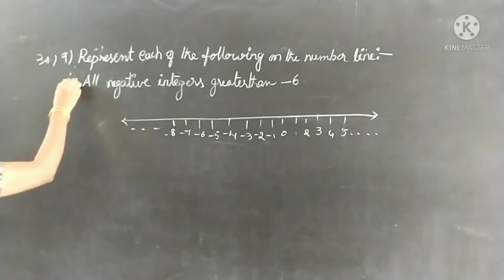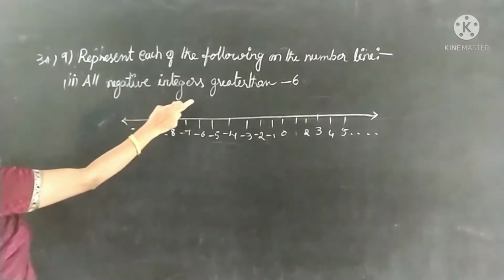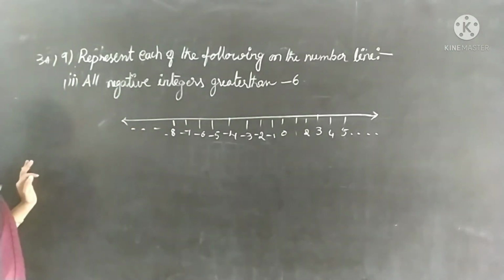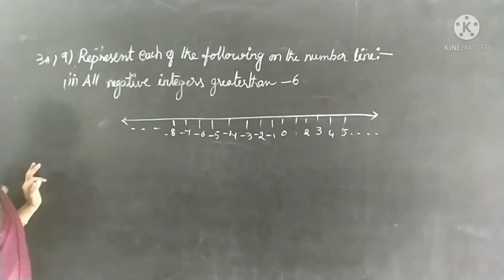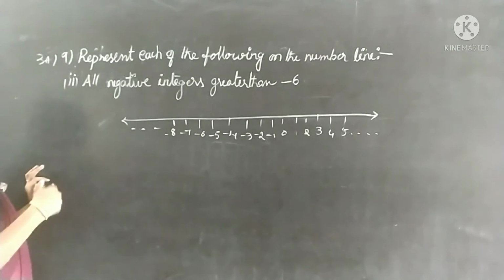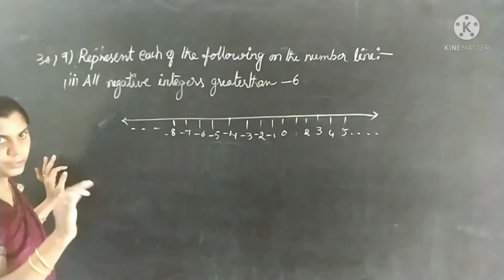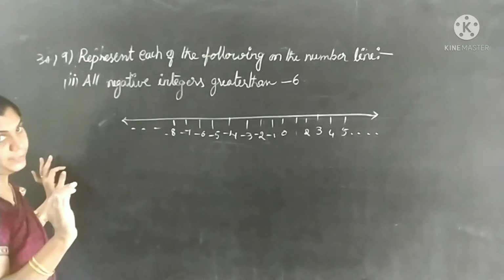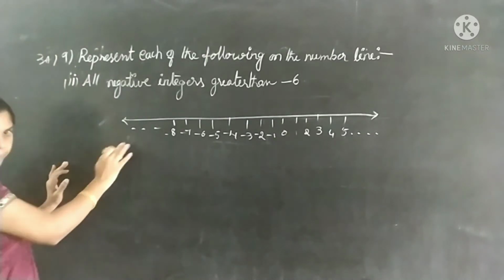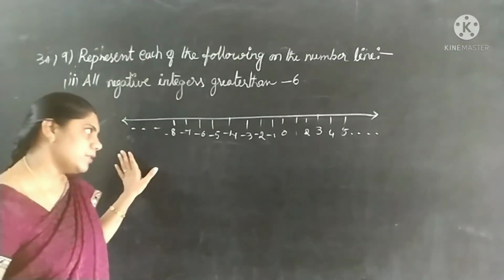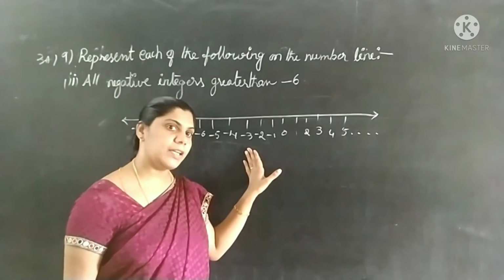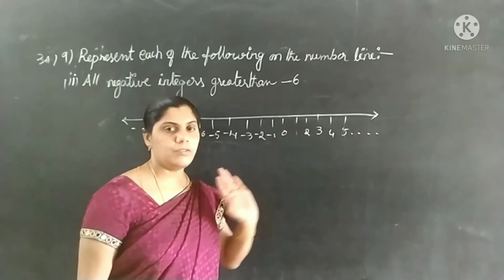So this is the second one. All negative integers greater than -6. All negative integers greater than -6. -6 also is a negative number only. You have to write all the negative numbers only. Don't write the positives. You have to write only negative numbers that are greater than -6. Now write down the number line first and indicate all the numbers. I have taken some negative integers, 0 and positive integers.